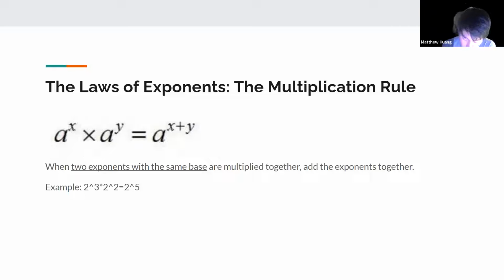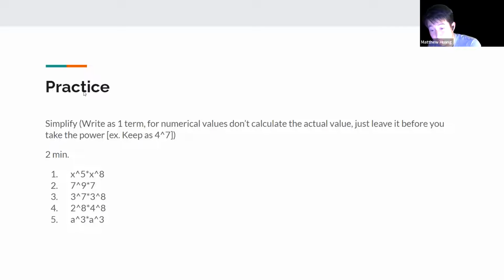So we have a problem here with integer values, so it's easier for you guys to see. This symbol is just the exponent symbol for those of you who didn't know. So 2 to the power of 3 times 2 squared is equal to 2 to the power of 3 plus 2, which is just 2 to the power of 5. So this concept should be pretty straightforward. Let's practice with a few problems. Next slide, please. All right, the majority of these should be pretty simple. One of them might be a little tougher, but I'll give you guys 2 minutes to work on it.